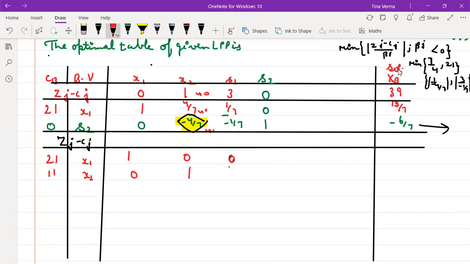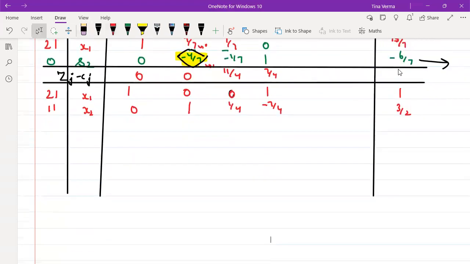0, 1/4. Here you are getting 1, this will be your -7/4. You are getting answer as 1, 3/2, and because these are your basic variables, these entries are zeros, this will be 11/4, 7/4. Now again, is this my optimal solution? No. Why? Because my x2 is not integer.